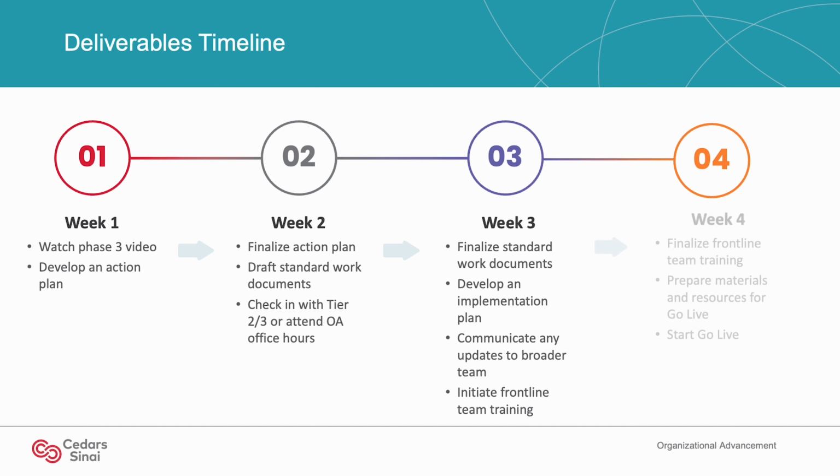In the 4th week, the team should finalize any frontline training and prepare the materials or resources so that everyone is prepared for go live. Once everyone is ready, the team can launch the work. If the team's timeline plan doesn't fall into the approximate 4 weeks, please come to the OA office hours or discuss it with your Tier 2 leaders.